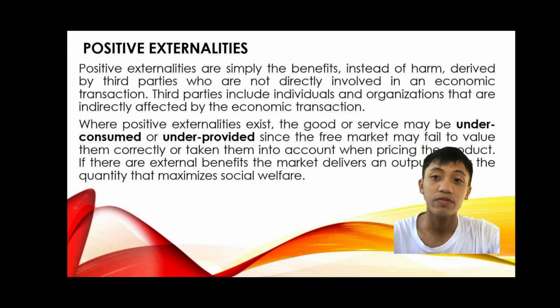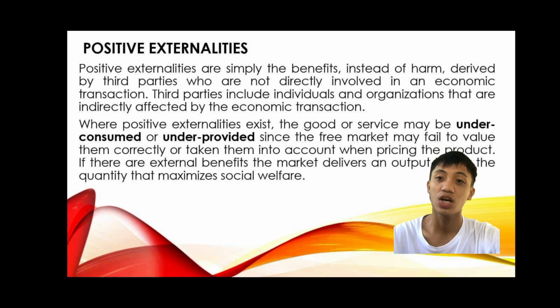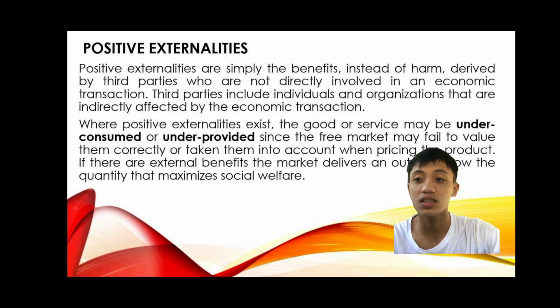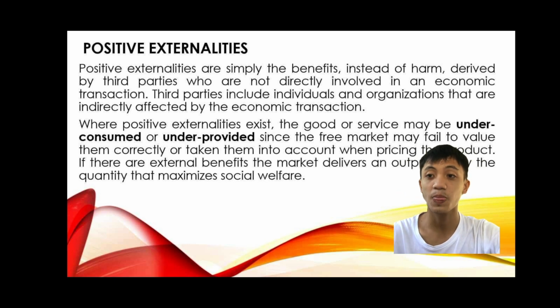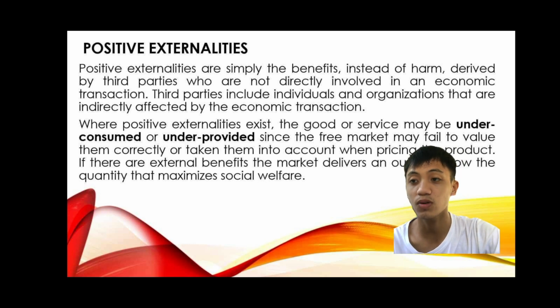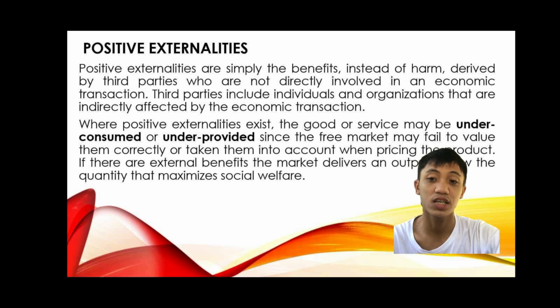Instead of harm derived by third parties who are not directly involved in economic transactions, third parties include individuals and organizations that are indirectly affected by the economic transactions. Where positive externalities exist, the good or service may be underconsumed or underprovided, since the free market may fail to value them correctly or take them into account when pricing the product. If there are external benefits, the market delivers an output below the quantity that maximizes social welfare.